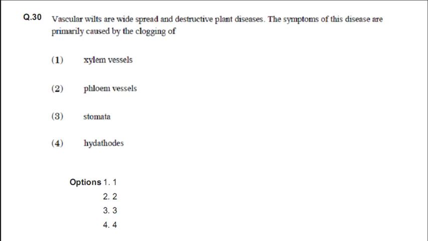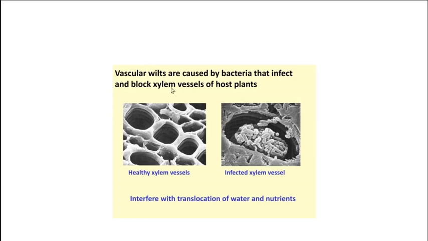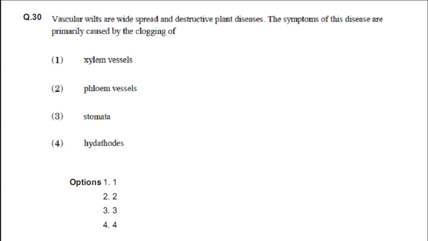Coming to the next question, another easy one. Vascular wilts are widespread and destructive plant diseases. The symptoms of this disease are primarily caused by the clogging of... Now, just for the idea, you must know this from when you were in class 11 or 12. Xylem are the vascular elements which help in the transportation of water and minerals, and these vessels are hollow so that water can move upward without any resistance.